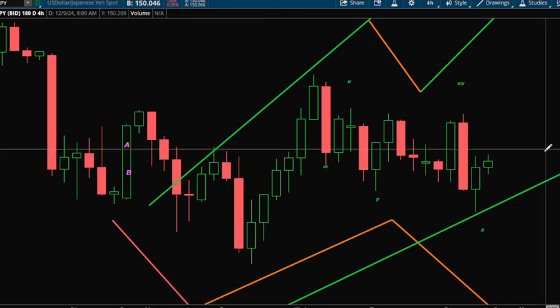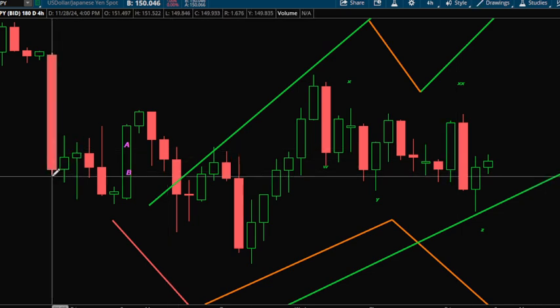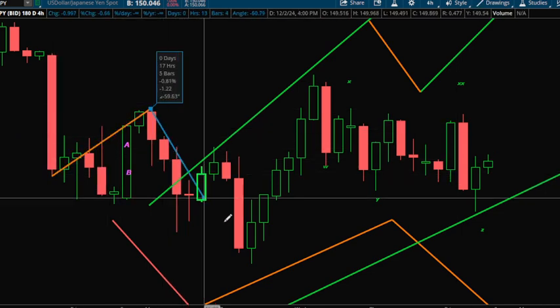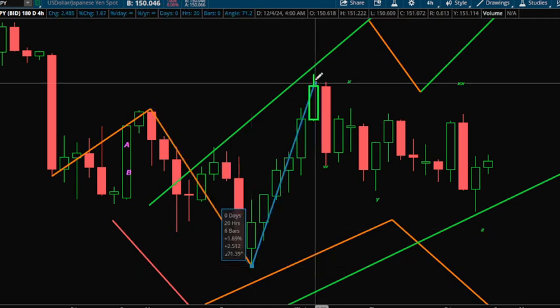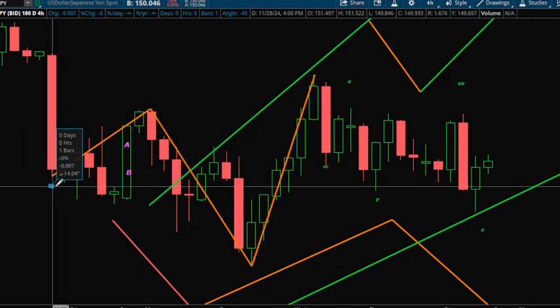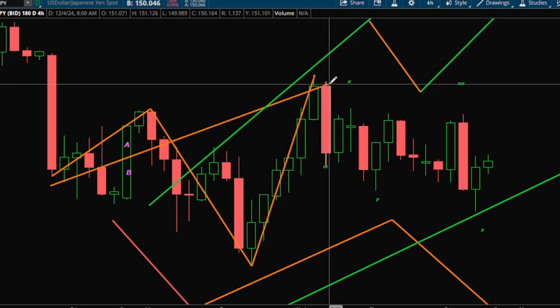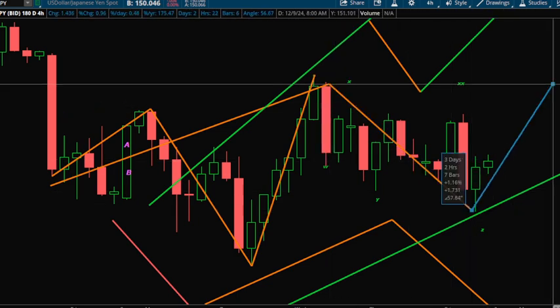So let's just recap here what I said. Basically our internals, this is an A, B, C, and then all of this is one move. A, B, and we're looking for a C up.